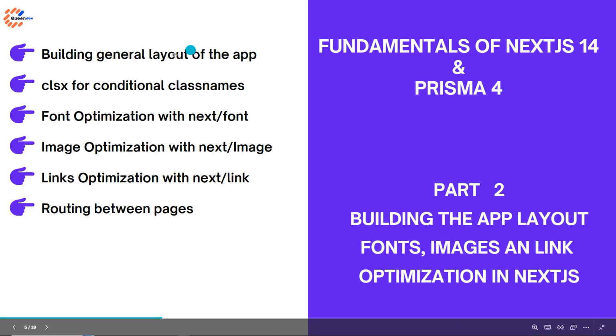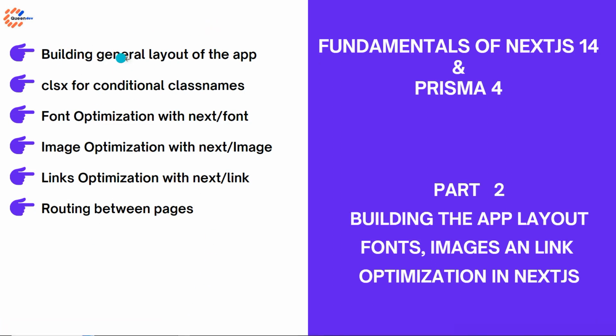As you can see here, this is what we'll be doing. We are going to be building the general layout of the application in this section. We are also going to be using the library clsx for conditional class names, to write our class names conditionally. We are also going to see how we can optimize our fonts, optimize our images with next/image, and optimize our links with next/link. And finally, we are going to route between the pages of our application.